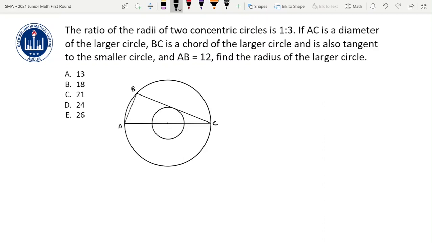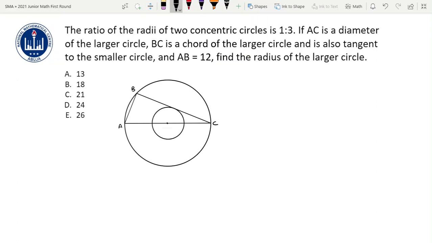They say the two circles are concentric. What that means is that they both have the same center. They share the same center. And then the radius of the bigger circle is 3 times the length of the radius of the smaller one. And then we're told that AC is the diameter of the larger circle. So we have AC here. Since it's a diameter, it passes through that center that both circles share.